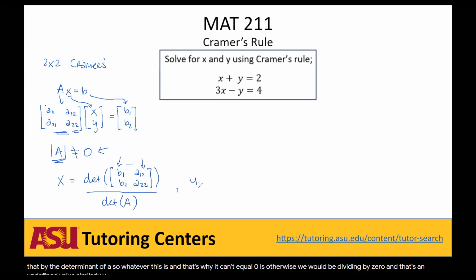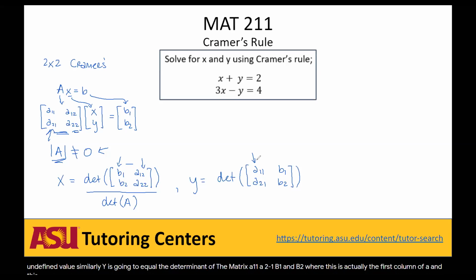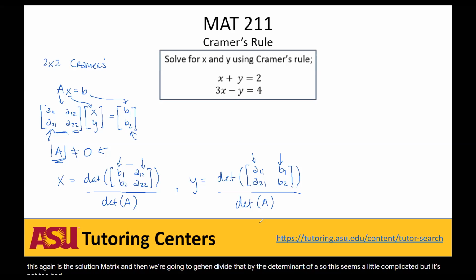Similarly, y is going to equal the determinant of the matrix A11, A21, B1, and B2, where this is actually the first column of A, and this again is the solution matrix. And then we're going to again divide that by the determinant of A. So this seems a little complicated, but it's not too bad once we go through it.